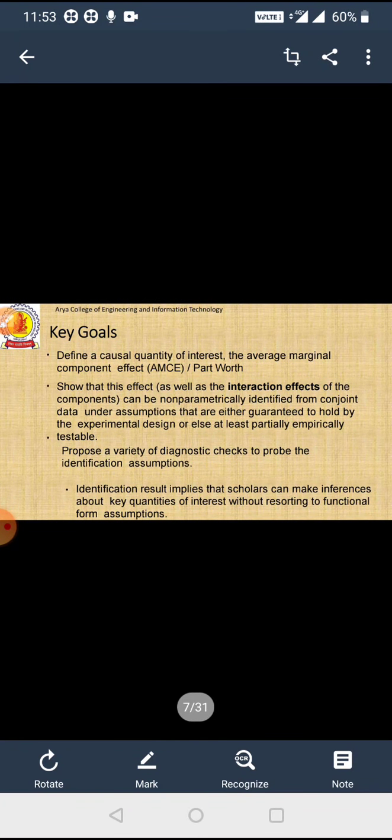Then key goals. The definition of quantity of interest is the average marginal component effect, ACME, which is the main key goal. It is proposed with a variety of diagnostic checks to probe the identifying assumptions. Uses of conjoint analysis: breaking down the customer's overall utility from the product into values by aim on the product's individual attributes, product planning and design, accommodating conflict of interest.